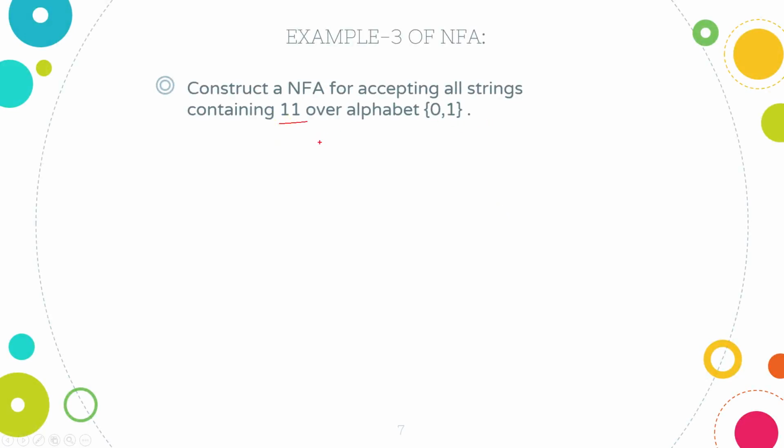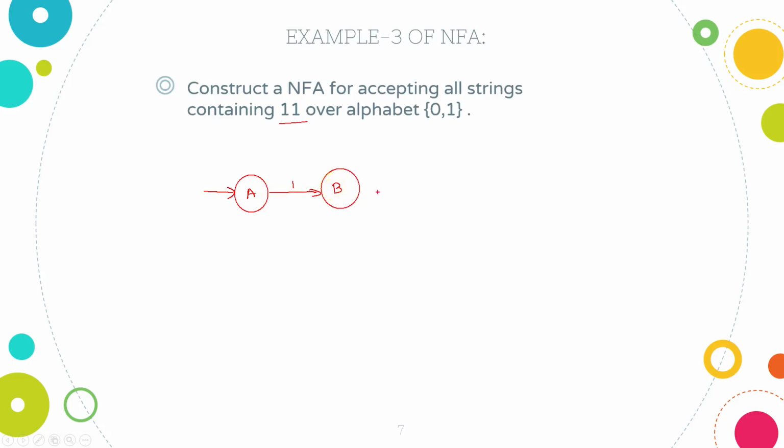So first we had seen something that ends with 0, 1. Correct. And then we had seen something starting with 1, and now we have all the strings that contain 1, 1. Okay. So let's say our starting state is A. In this starting state, you get anything, we are okay with it. But the only thing is it should contain 1, 1.